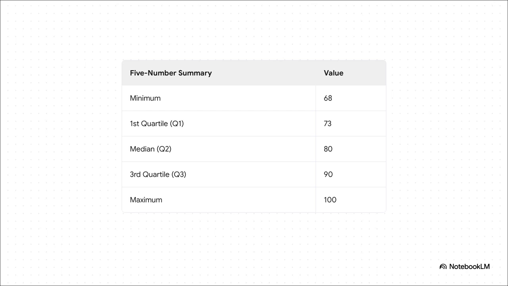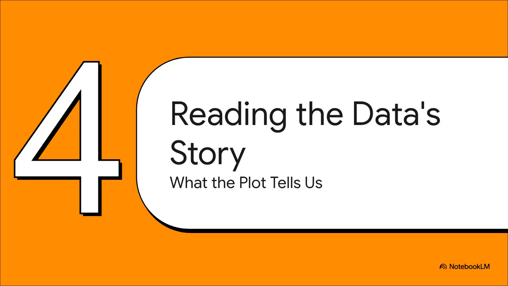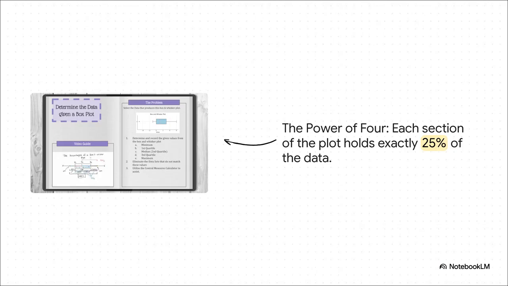Time to draw. All right, so we do all that work, we get our 5 numbers, we draw the plot, but so what? What does it all mean? What's the story this thing is actually telling us? Okay, this right here is the absolute key to reading these plots. Each one of these 4 sections, the bottom whisker, the first half of the box, the second half of the box, and that top whisker, every single one holds exactly 25% of all our data points. This is so important. It doesn't matter if one section looks way longer than another, it has the exact same number of data points inside it.